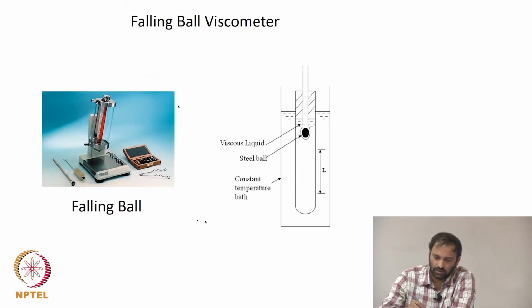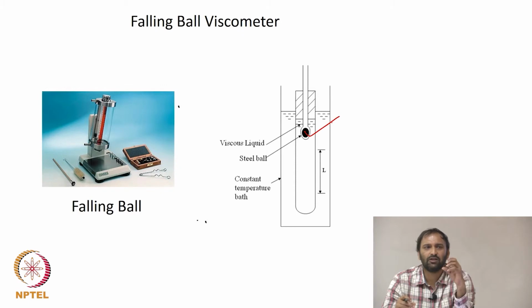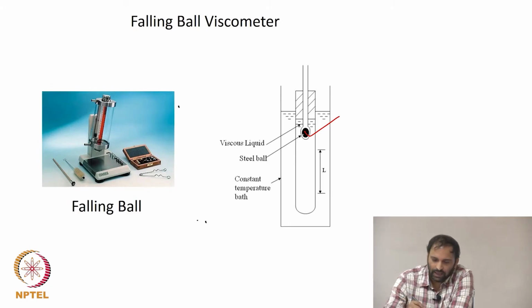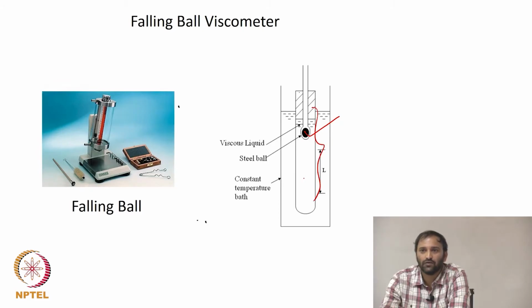So that's your a spherical object, typically a steel ball or some other material, and there is a column of liquid, the liquid is filled in this column, and of course it has to be a constant temperature bath, because you know that viscosity is a function of temperature as well.